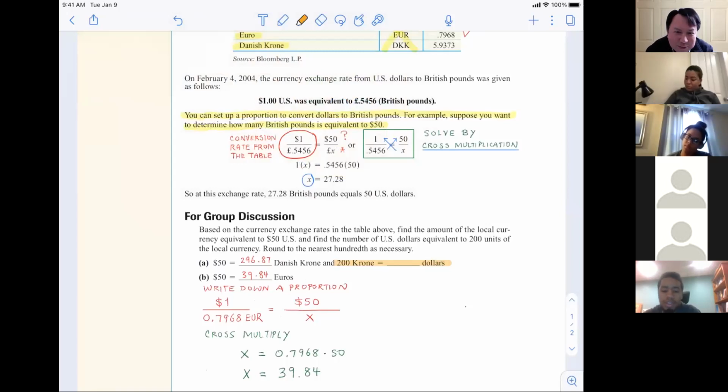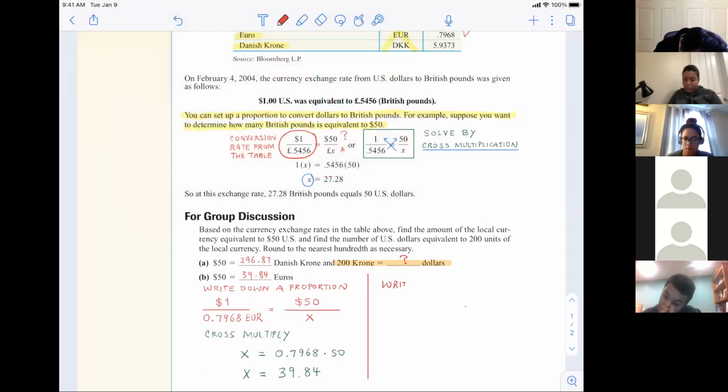Let's say you come back from Denmark, and you have 200 Danish crowns in your pocket, and you want to convert it back into US dollars. How do you do that? So how many US dollars are you going to get back if you convert 200 Danish crowns? Now, once again, we're going to use a proportion, right? So we will write down the proportion again.